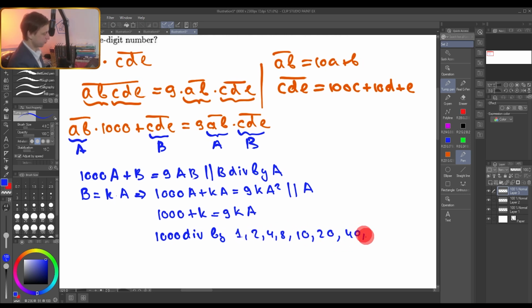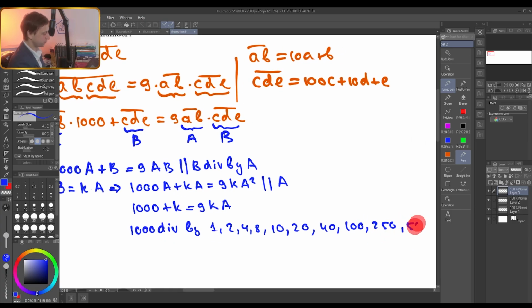20, 40, 100, 250, 500, and this is it. So maybe these are not all the factors, I just don't need all of them, but K should be one of these numbers. It's very important that K should be one of the factors of 1000. It's very important for us.